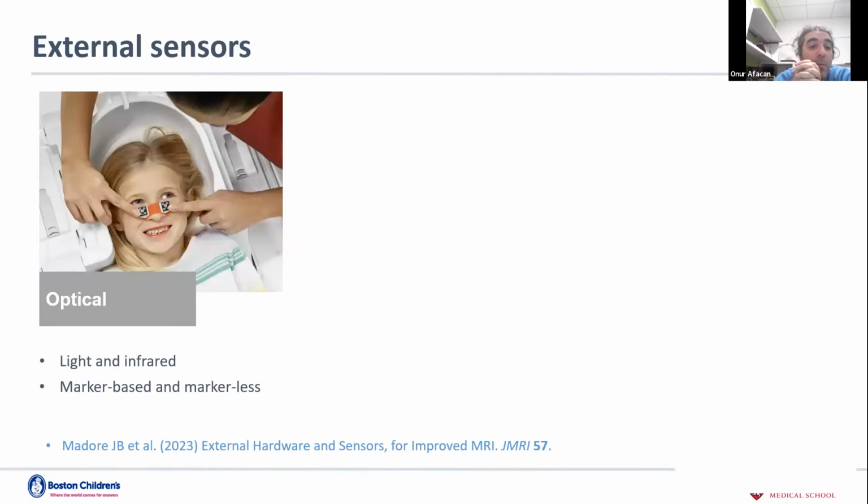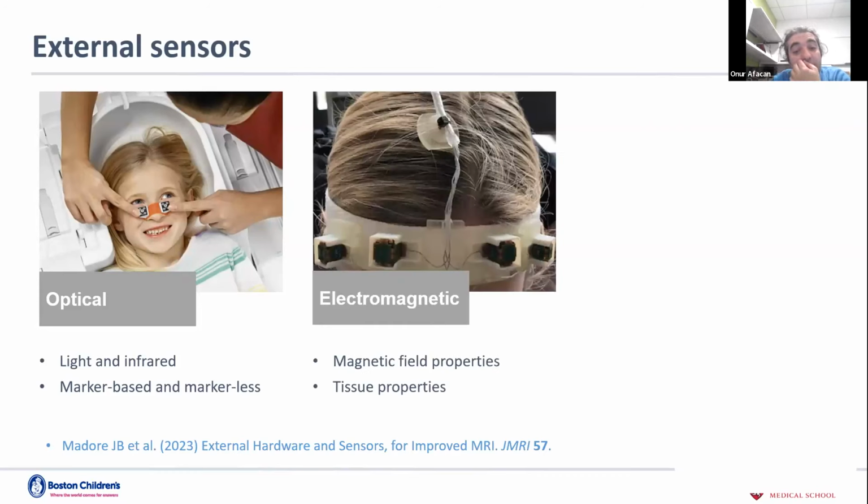The first motion measurement technology is external sensors. There's a nice review paper that came out in 2023 by Bruno Modore, if you're interested in this. One of them is optical trackers. Basically, there's a camera watching your kid, and there's a marker. As the marker is moving, you know how the motion is happening, and then you can correct for it. There are electromagnetic trackers, coils that we use in our study. As the subject moves, some current is induced on these coils, and we can measure motion from these measurements.